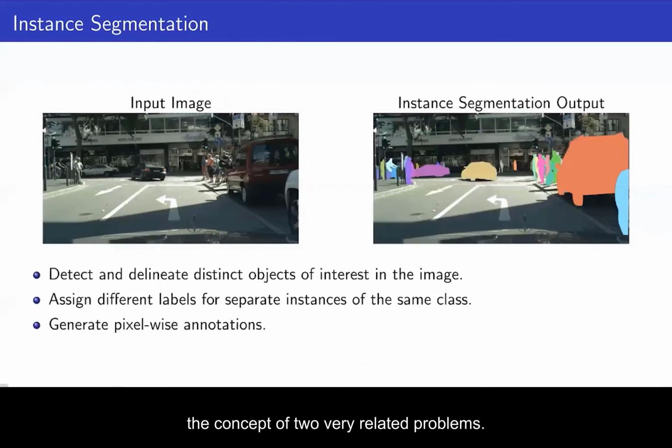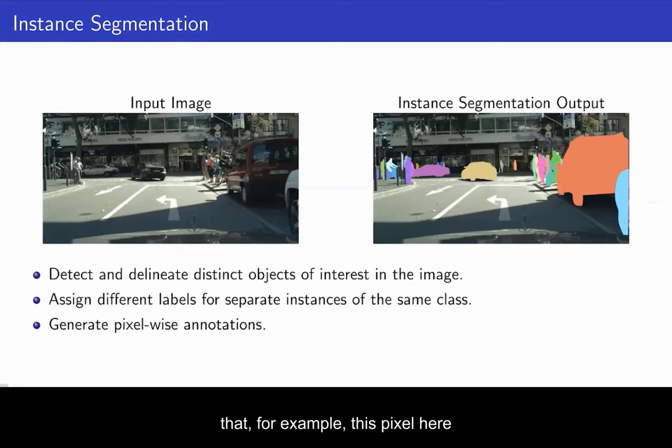So really quickly, I want to explain the concept of two very related problems. These are instance segmentation and panoptic segmentation. Now, I'm not going to go into the details of how these architectures are constructed, but it's still good to know what these problems are. First is instance segmentation. In instance segmentation, you not only want to segment objects semantically, but you also want to differentiate one object from another of the same semantic class.